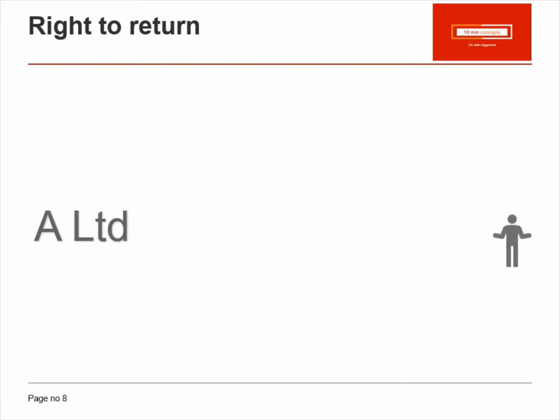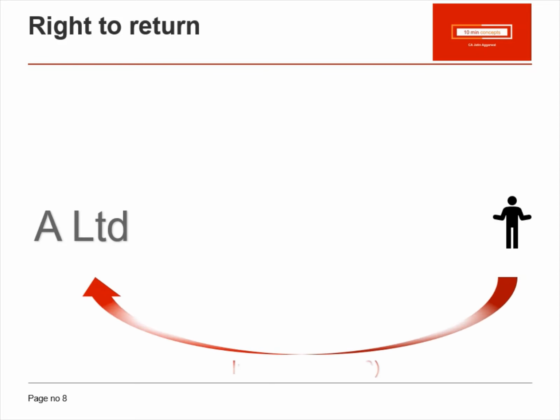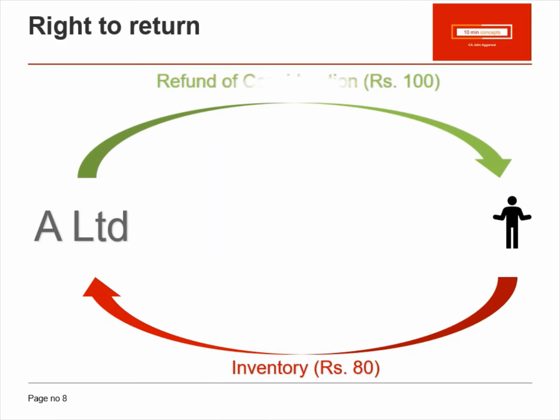Let's say we have an entity A Limited and we have a customer X. When customer X is going to return the goods, goods will move from customer to entity A, and entity A would then record these goods back as an inventory, right? And at the same time, since customer has returned the goods, entity A will be obligated to refund the consideration. So basically, entity A will have to refund the consideration of rupees 100.